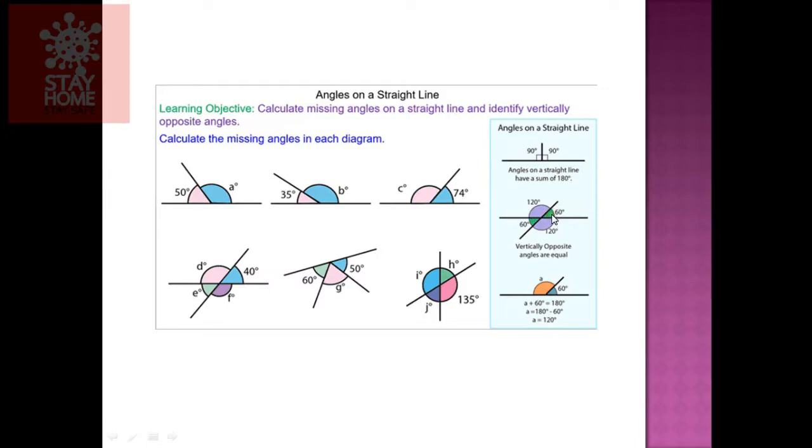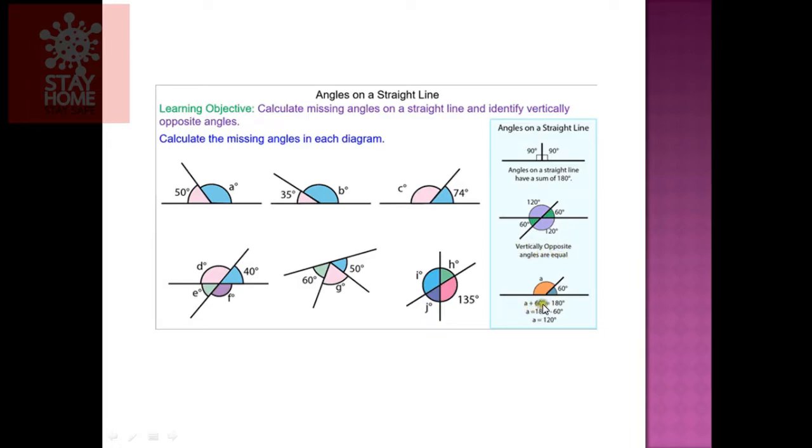You can see this green and this purple area. The purple area is 120, so definitely this green area will be 60. And the vertical opposite angles are equal. These are the rules. Angles on the straight line have a sum of 180. The vertical opposite angles are equal.